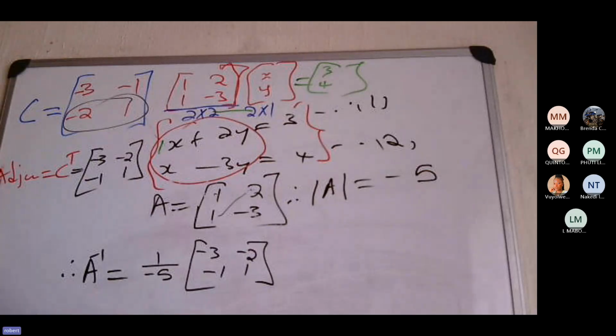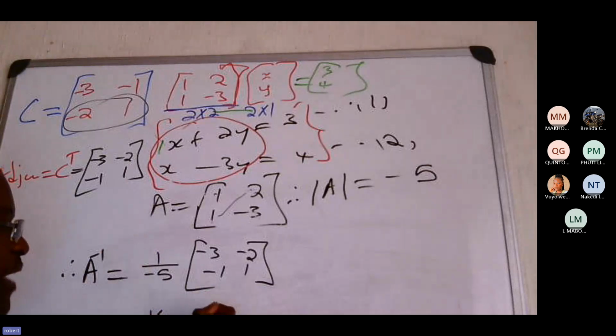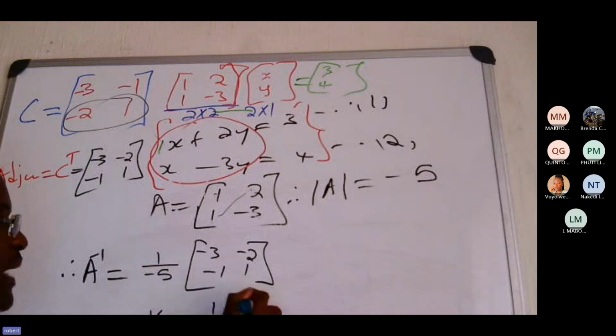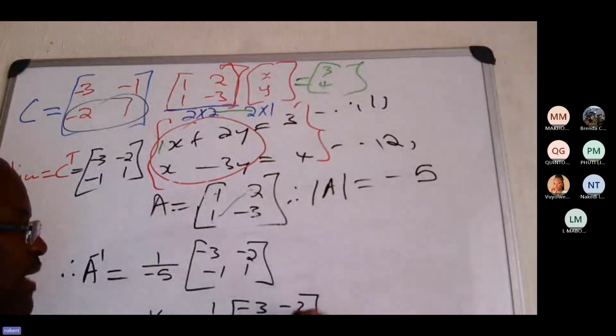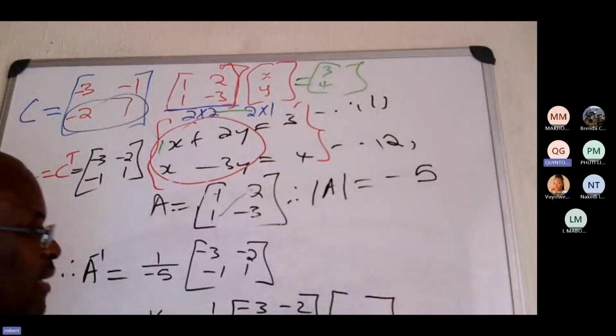And therefore, what is x now? Remember, x here is the inverse multiplied by b. It will be this. And now, what is the inverse? The inverse is this. Then the inverse is -1 over 5 multiplied by this. Hopefully you can still see. Then it will be multiplied by b.